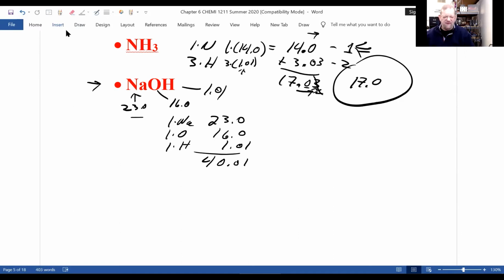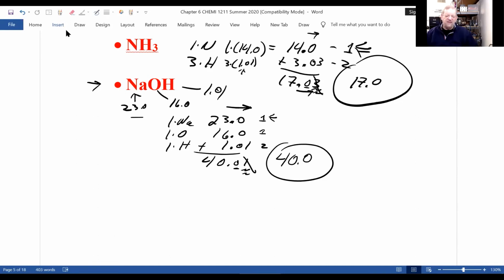40.01. However, when you're adding, which this is, you have the same number of significant figures to the right of the decimal point as the number you're adding that has the fewest. This has one, this has one, this has two. What's the smallest number? It's one. So I keep the zero. This I use to round off. It's 4 or less. And for sodium hydroxide, the molecular weight is 40.0. And that's how you do molecular weight.